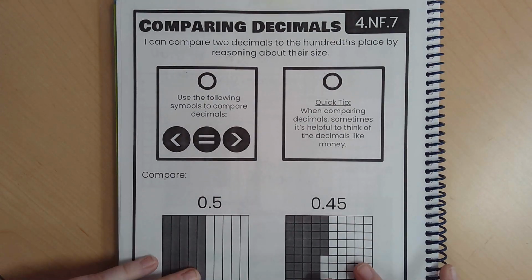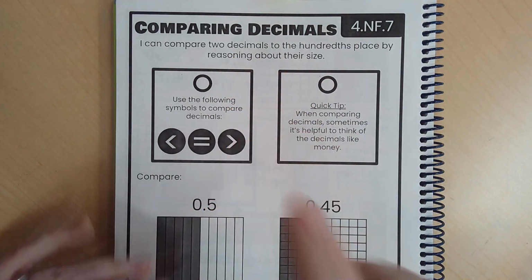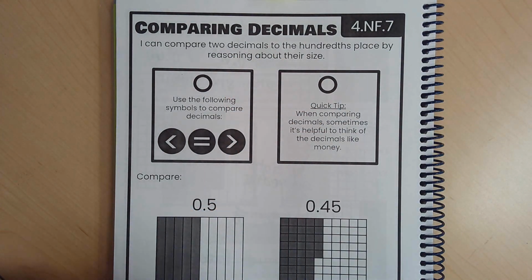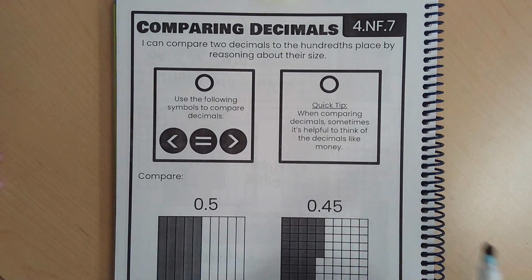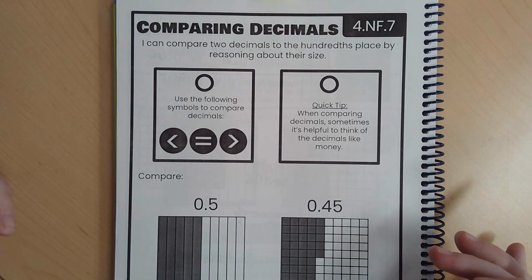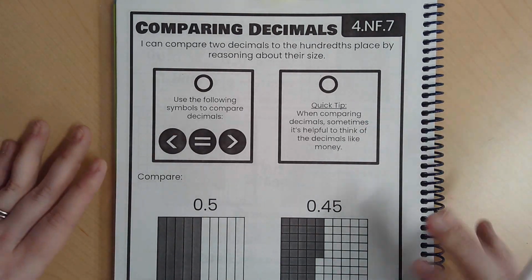All right. For this lesson, this standard actually is NF7. We're going to work on comparing decimals. So you use these symbols to compare decimals just like we've done with whole numbers. We've done it with fractions. Now we're going to do it with decimals. And when comparing decimals, it's helpful to think of the decimals like money.